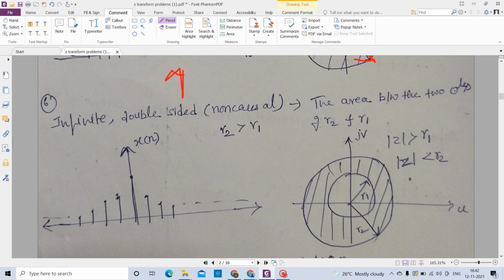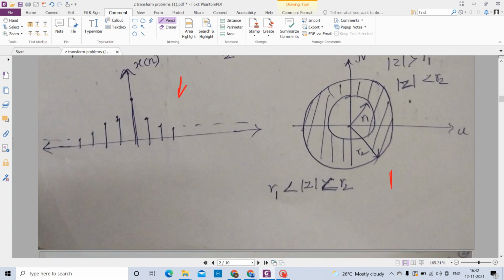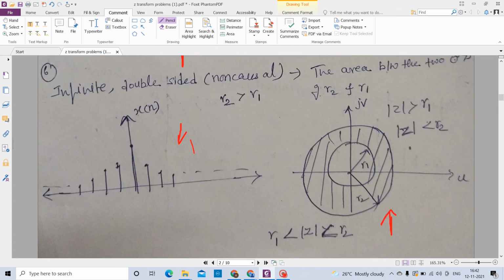If the sequences are infinite and the samples occupy both the right hand side and the left hand side, then the region of convergence looks like this. If it is right hand, it is causal. If the samples occupy the left hand side, it is anti-causal. If the samples occupy both sides, then it is a non-causal signal. In such a case, how can we write the region of convergence?